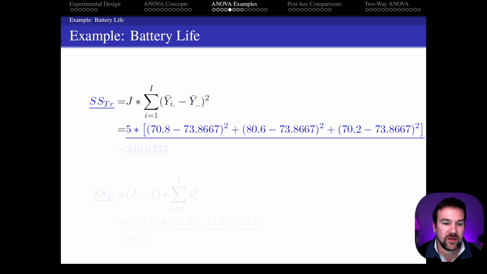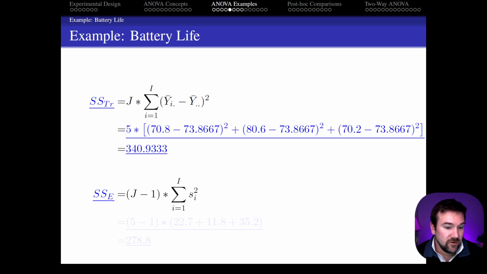Then for the 3 groups, I'm going to take that group mean. For the first group, that's 70.8. For the second group, that's 80.6. For the third group, that's 70.2. I'm going to subtract the grand mean, 73.8667, from each one of those 3 numbers. I'm going to square after I do the subtraction, and then I'm going to add all those up. That's the sum. And then after I add all those up, that's when I'm going to multiply by 5. In this case, my sum of squares treatment is 340.9333 carried out to 4 decimal places. And that's my first component that I need for my ANOVA table.